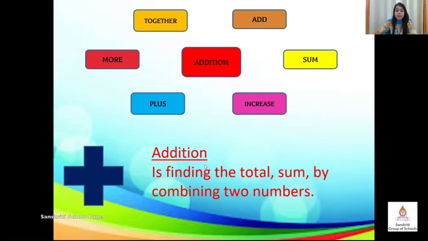Let us revise once more that addition is finding the total sum by combining two numbers. Okay, when we add two numbers, so that is addition. And what are the different terms that we use for addition? Together, add, sum, increase, plus, more. These all means addition. Very good. I know you are going to remember and not going to forget. So let us move to an example now.